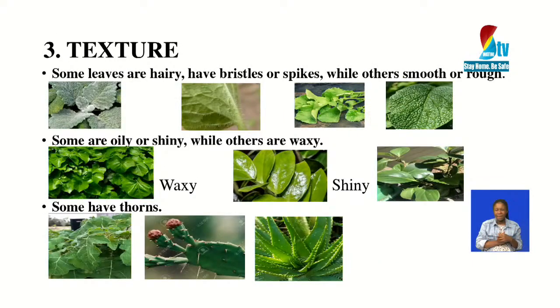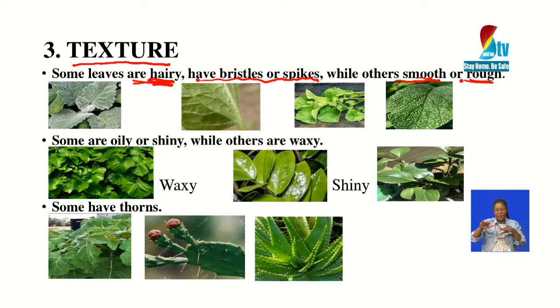So number 3, we are talking about texture. Texture, my learner at home, means when you touch something, how does it feel using your hands? That is texture. Some of our leaves are hairy. They have bristles or spikes, while others are smooth or rough.